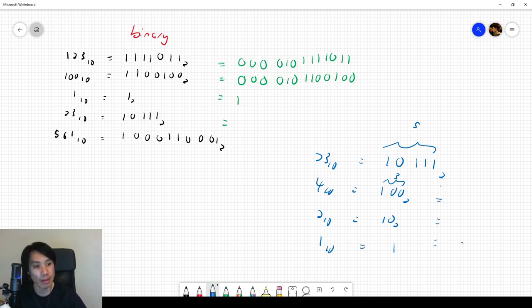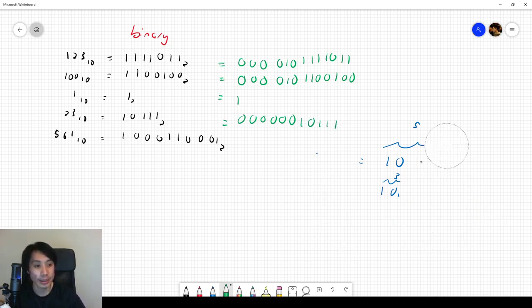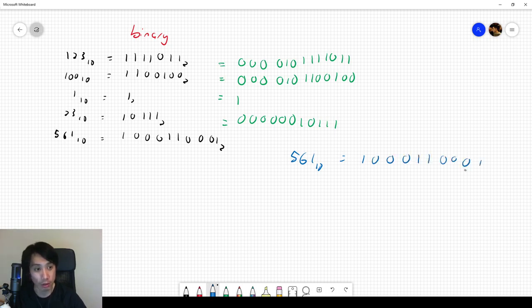Then flip everything 0, 0, 0, 0, 0, 0, right? 0, 0, 0, 0, 0, 0, 1, 0, 1, 1, 1. Okay, and the last number is 561. 561 to the base of 10 is 1, 0, 0, 0, 1, 1, 0, 0, 0, 1.